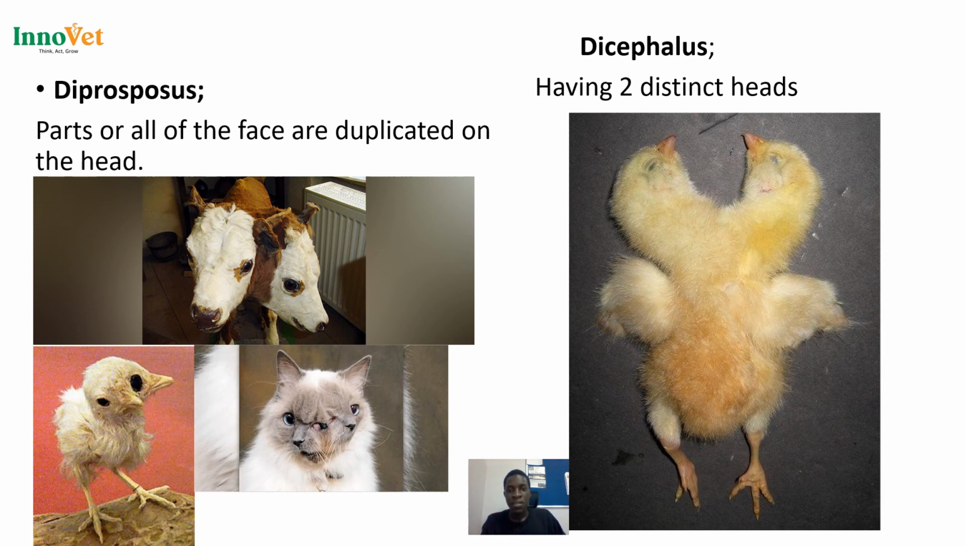And it is the same case for this cat. Then we have dicephalus. For dicephalus, we have two distinct heads, meaning these are two heads borne on different necks. So this should not confuse us with the prosopus. The prosopus is just the face, meaning that we have a single neck, but we shall see some duplications of the facial parts on the same neck. So you can see how different it is in this picture of the chick having dicephalus, and then also this one having diprosopus.